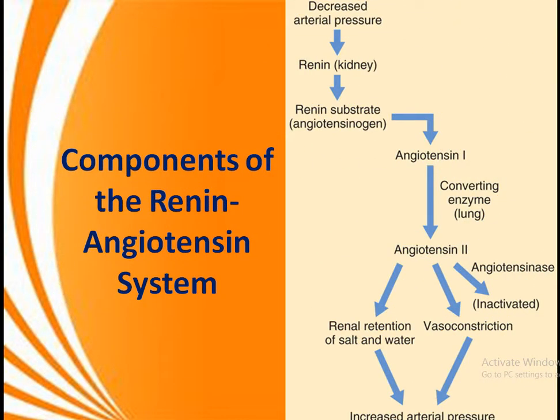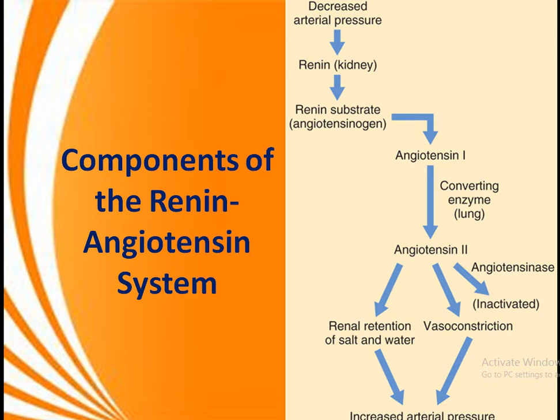So the components of the renin-angiotensin mechanism, you can show it through a sketch, and you have to draw it in your sketchbook as well. So the story begins from the decrease in the arterial pressure.